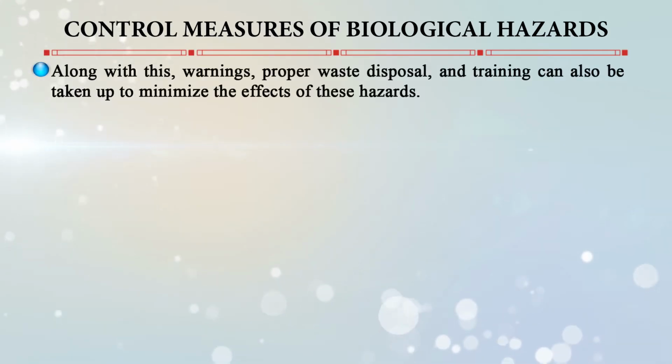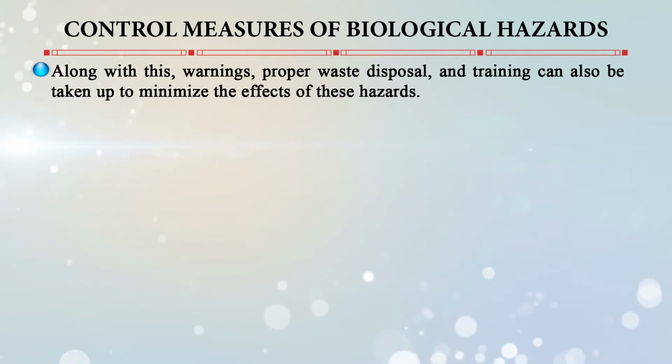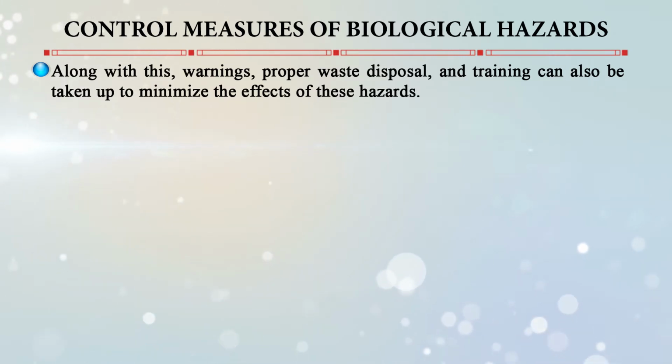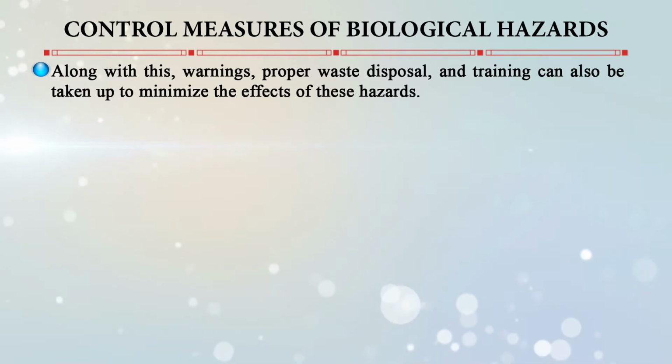Now basically there are three approaches for controlling biohazards. The first one is to look at the engineering controls. If a hazard is not controlled or treated by the engineering method, then we can go to the next step, the second one, which is also referred to as the administrative approach. If the hazard still persists, then the last option is to wear personal protective equipment. Along with this, warnings are also given to the people and the public. Proper waste disposal is also maintained, and training and awareness can also be taken up at community level and at district and national levels to minimize the effects of these hazards.